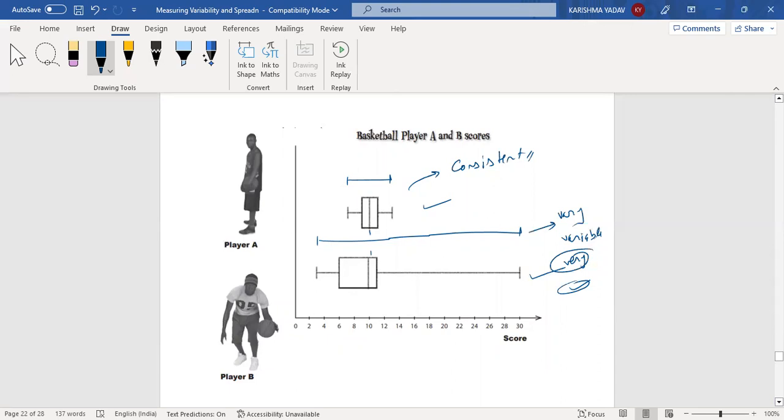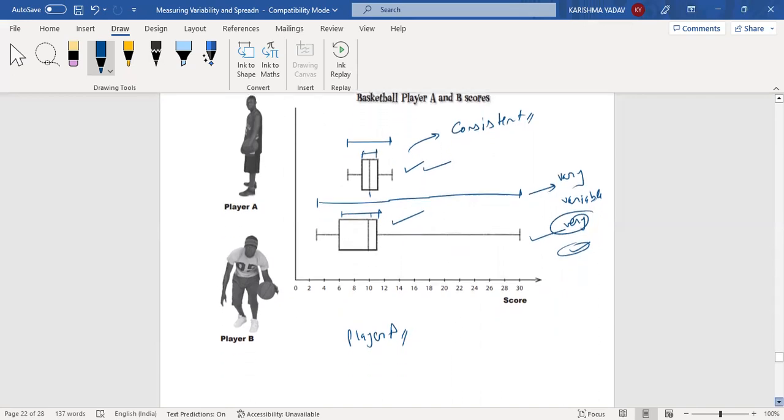Now we can compare the medians and interquartile range. So we'd pick player A. Okay, this is the interquartile range here, which is very small, and this is the interquartile range for player B. We can see that the interquartile range for player A is less than the interquartile range for player B. So we are going to choose player A, because it has a smaller interquartile range than player B.